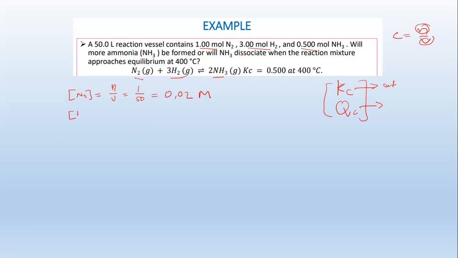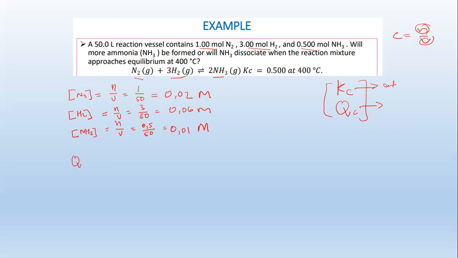Now, let us determine the concentration of H2, n over V. So n of H2 is 3 moles, and then volume is the same, which is 50. Therefore, we're going to say 3 divided by 50. We get 0.06 molar. Therefore, we need to determine the concentration of NH3. We're going to use number of moles divided by volume, and then the number of moles is 0.5 divided by 50, and therefore how much do we get? By 50, we get 0.01 molar concentration.